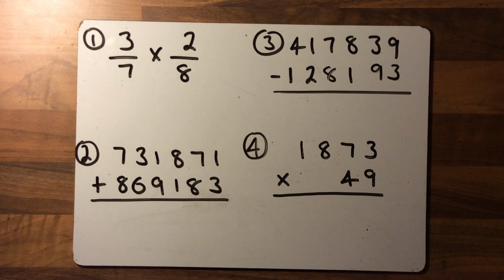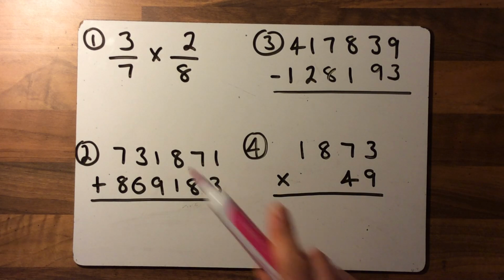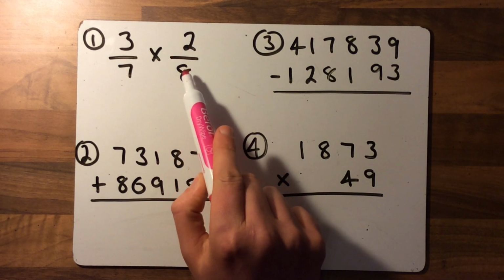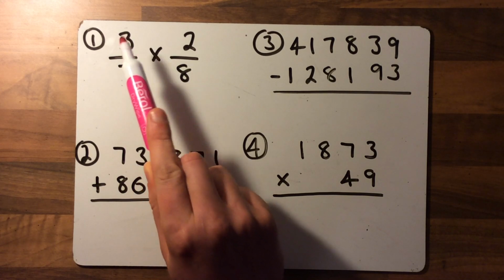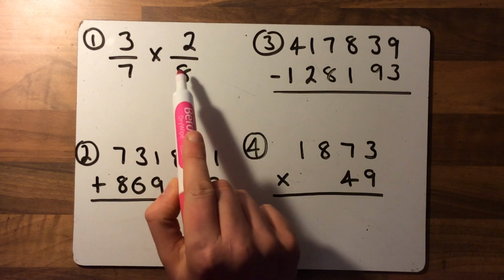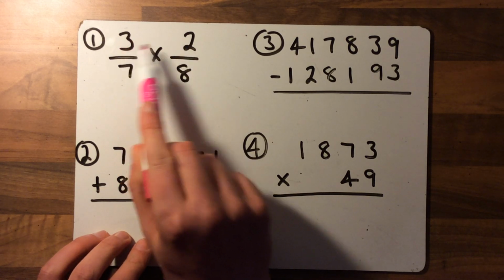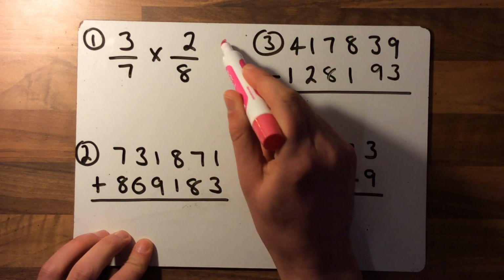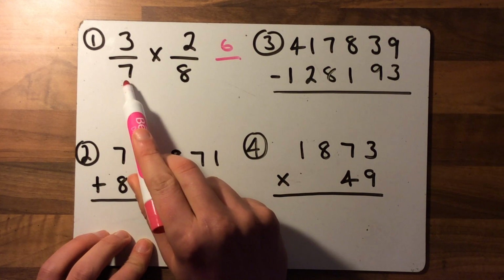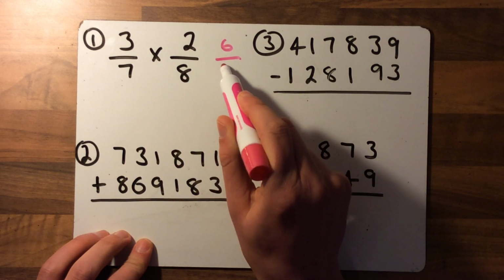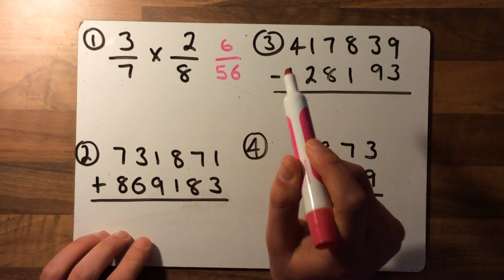Okay, so if we look at number 1, we have 3 7ths multiplied by 2 8ths. When we multiply a fraction, we multiply the numerators together and then we multiply the denominators together. So we do 3 times 2, which is 6, and then we do 7 times 8, which is 56.